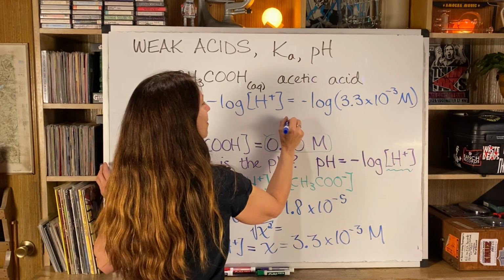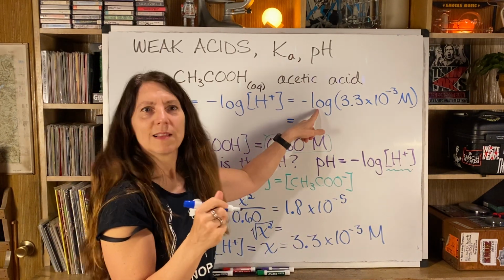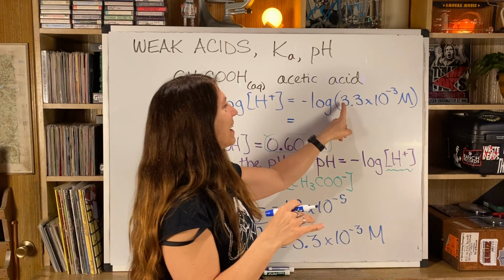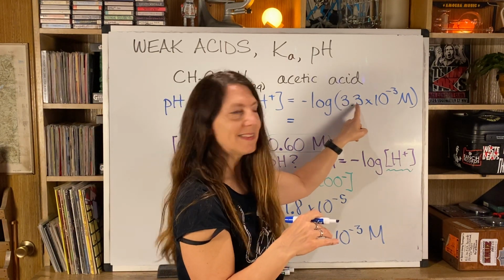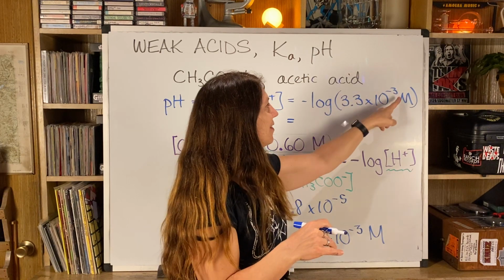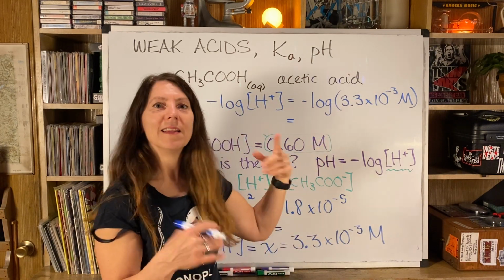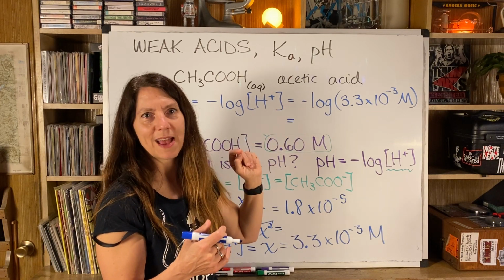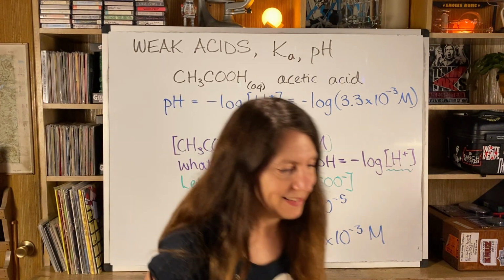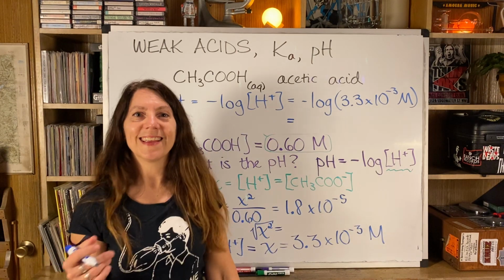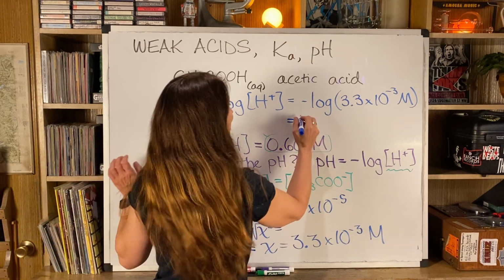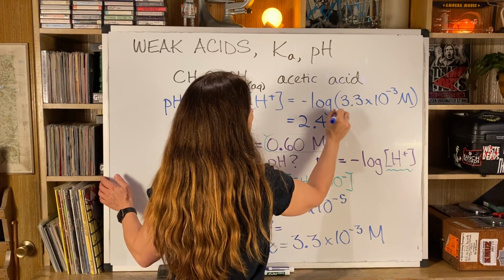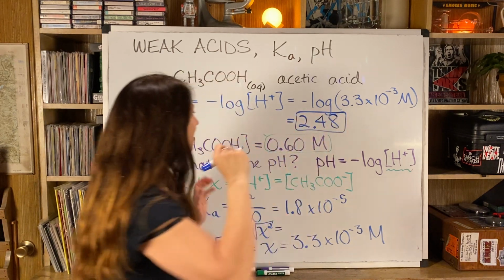Oh, here we get to play with units again. Logs really mess with units, okay? But in any case, we are taking the base 10 log of this value, and then we are taking the negative of that value that we get, all right? And our result is 2.48. All right, so here's our final pH of the solution, 2.48.